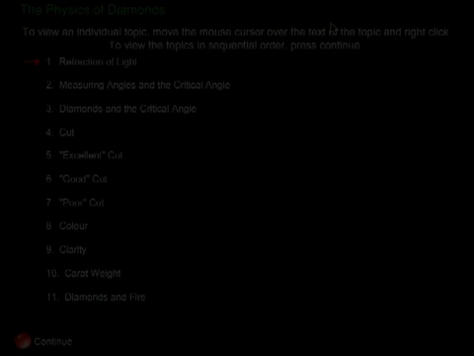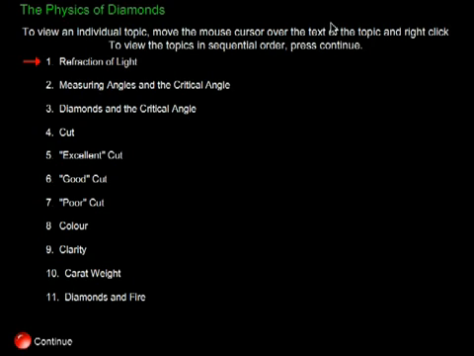Diamonds. This simulation can be used to explore the physics of diamonds. Some of the topics we'll be investigating today include the refraction of light, measuring angles and the critical angle, and how the critical angle is involved with diamonds. We'll be looking at cut and different types of cut, including excellent, good, and poor cut. Color, clarity, and carat weight will also be explained. And finally, we'll be looking at diamonds and fire. Let's begin.